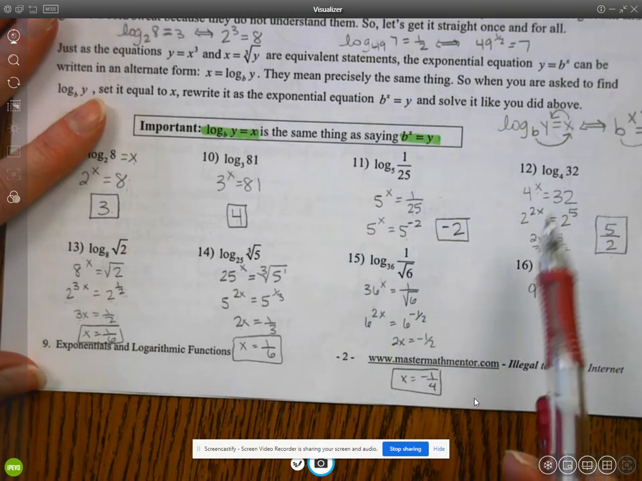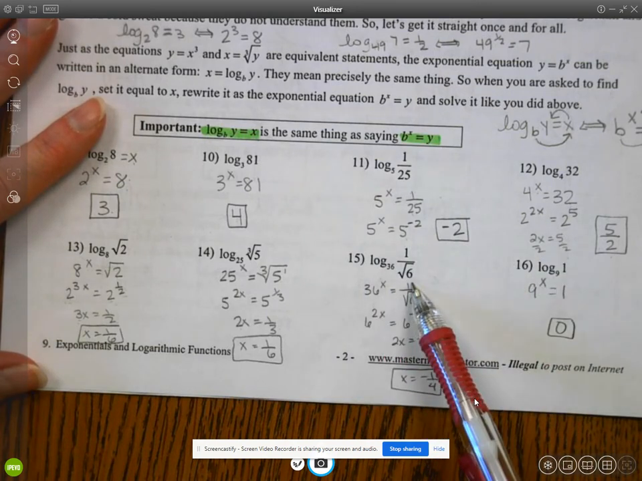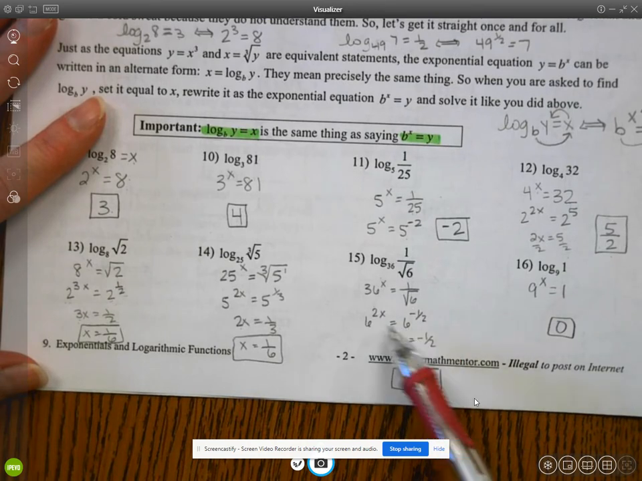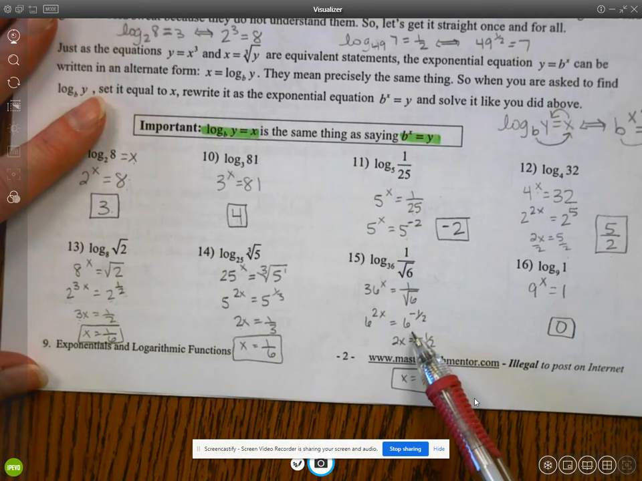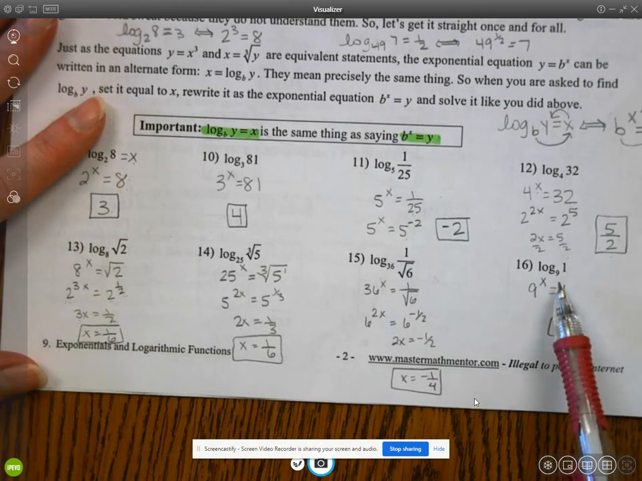All right, 15. 36 to some power is 1 over the square root of 6. So write those both with a base of 6. So 36 is 6 squared. The square root of 6 is 6 to the 1/2, but to move it to the numerator, I have to give it a negative exponent. So we can set the exponents equal and solve. For 16, you have 9 to some power is 1. Well, anything to the 0 is 1, so you get 0.